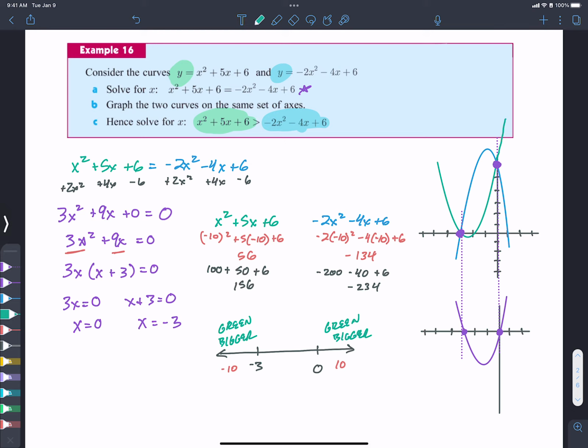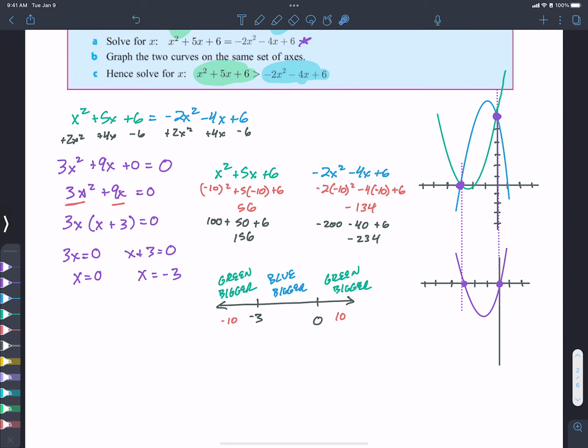And you can probably figure out already, and we can even visually see here, blue is going to be bigger than our green there. So we could even put that in here. Blue is bigger. And if I wanted to pick any value in between here, I could confirm that the blue is going to be bigger by putting in like a negative 1 in there. If you want to do that, you can do that on your own. So that means that green is bigger.